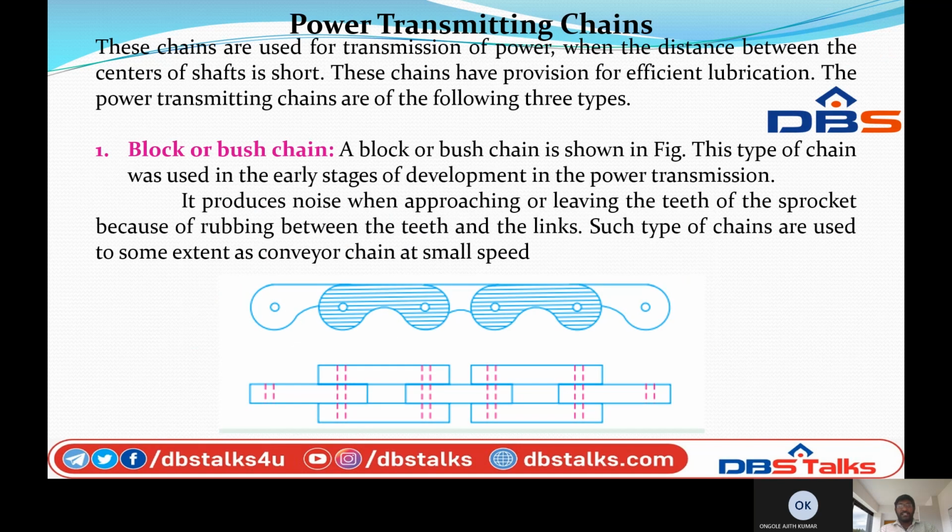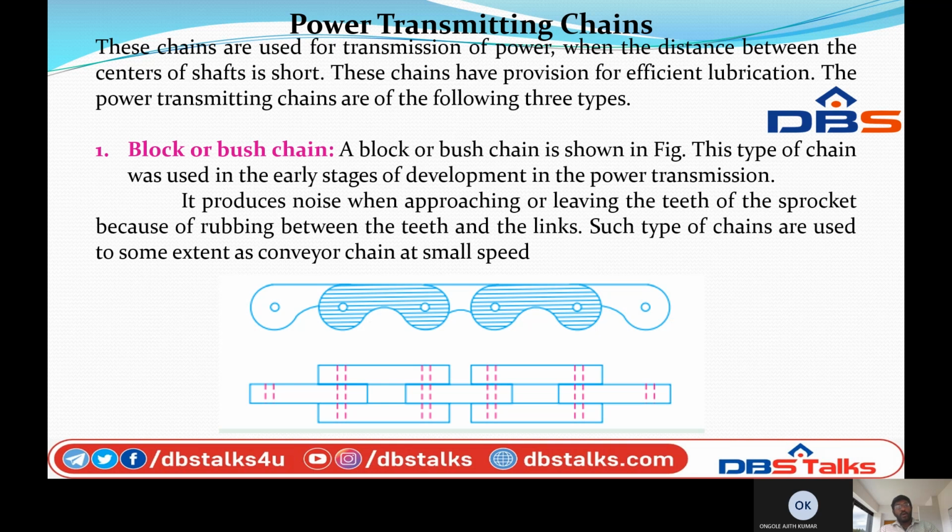Now the power transmitting chains. These chains are used for transmitting power when the distance between the centers of the shafts is short. This chain has provision for efficient lubrication. The power transmitting chains are of the following three types.